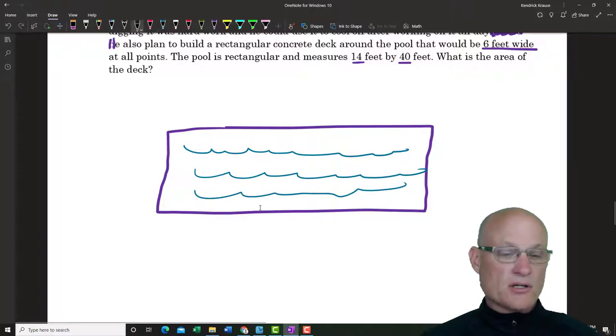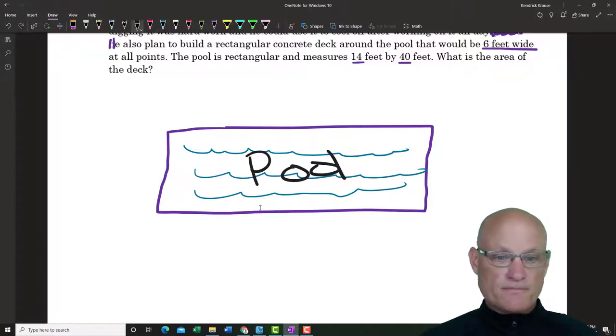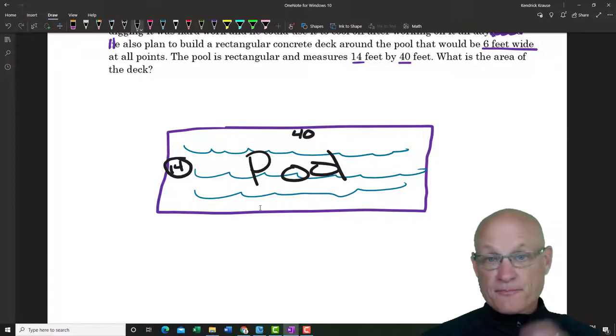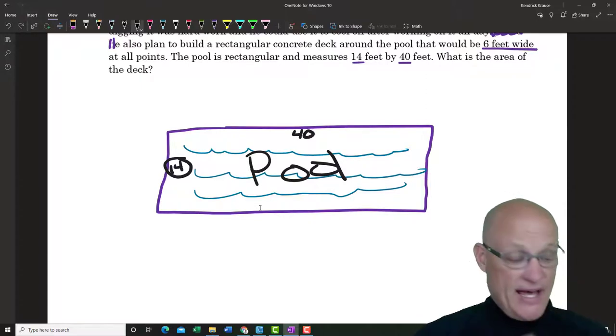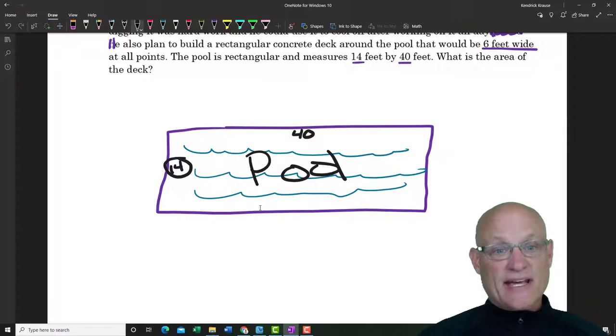This is our pool. Now our pool measures 14 by 40. Okay. Now, they said that they plan to build a rectangular concrete deck around the pool that's 6 feet wide at all points.